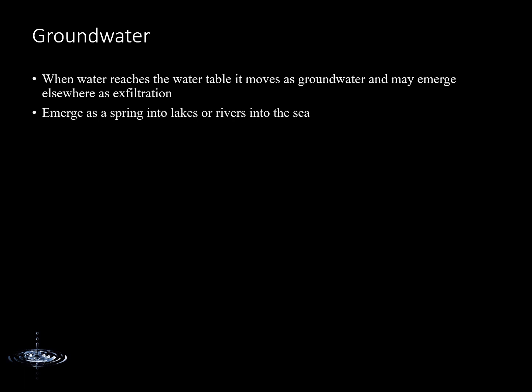Groundwater: when water reaches the water table, it moves as groundwater and may emerge elsewhere as exfiltration. Okay, so there is a difference in groundwater. If this is the surface, and this is the water table, below that location the soil is all fully saturated, and that location is called the water table.